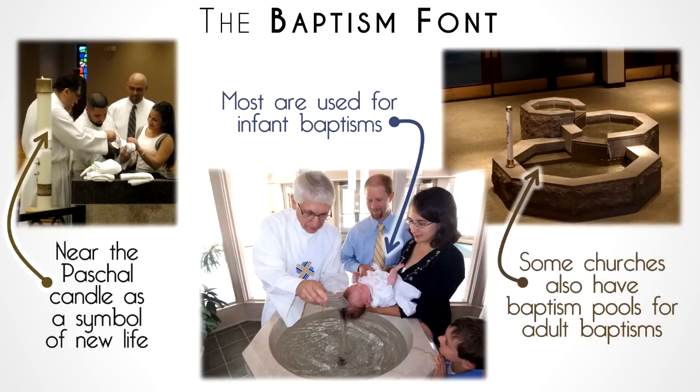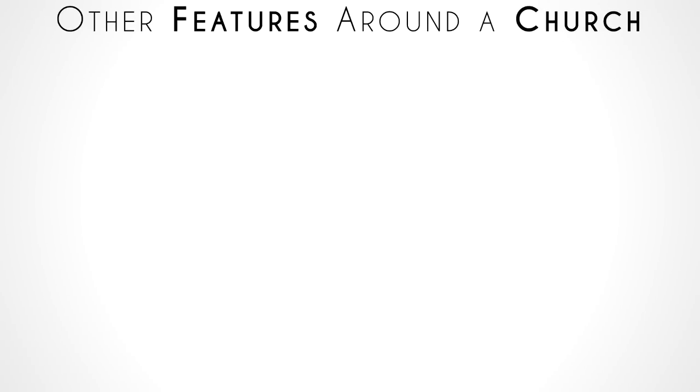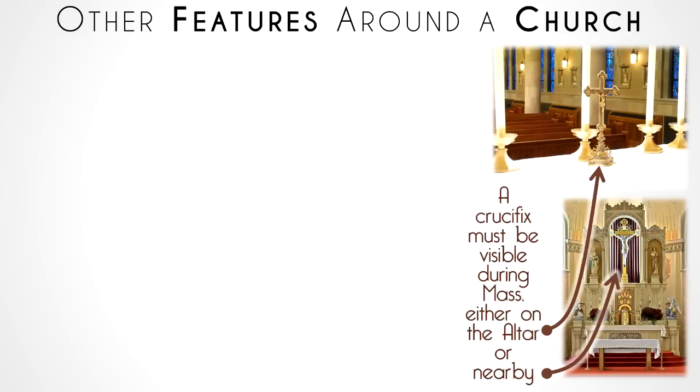There are also a number of features which may be found around the church. It is necessary that during the Mass there is a crucifix either on the altar itself or within view of the congregation near or above the altar. A crucifix is a cross with a representation of the crucified Christ on it.